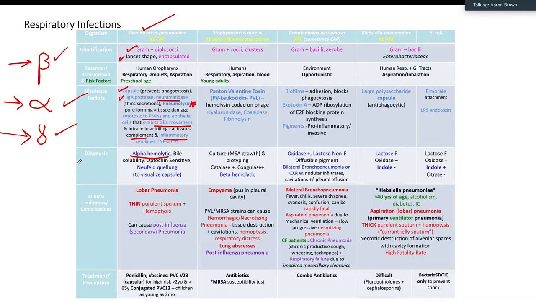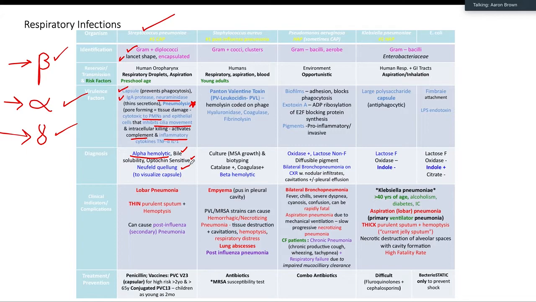We also have bile solubility, optochin sensitive, varying levels of yield there, not terribly high yield. Neufeld-Quellung, I didn't really see too many questions on that.